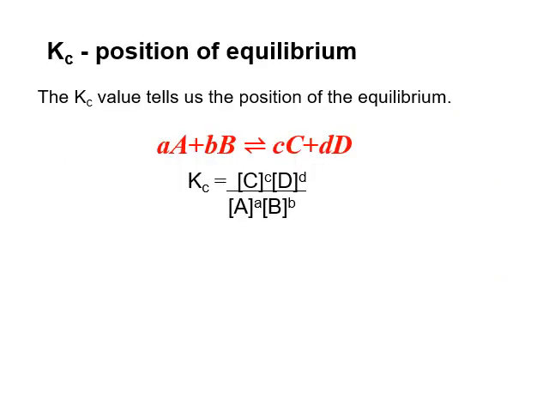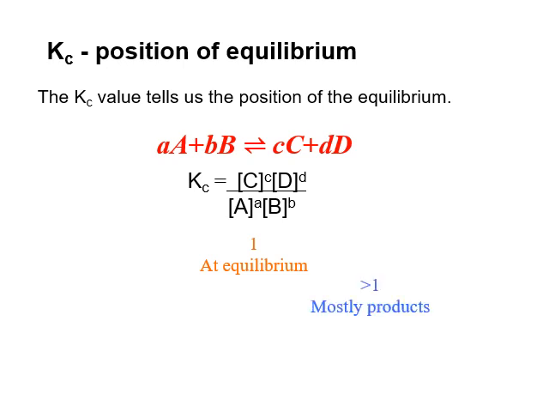So if we look back to our expression for Kc, it's shown here. You've got products on the top and reactants on the bottom. If your equilibrium constant is 1, that must mean that the top and the bottom are equal. And that means that there is exactly the same amount of products and reactants. The equilibrium is in the middle.